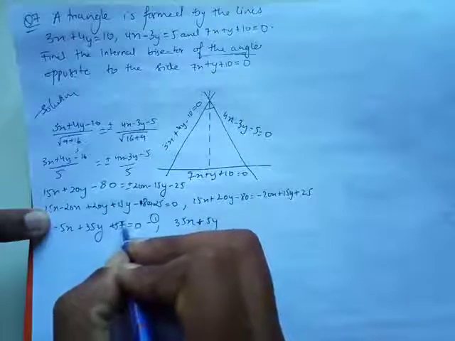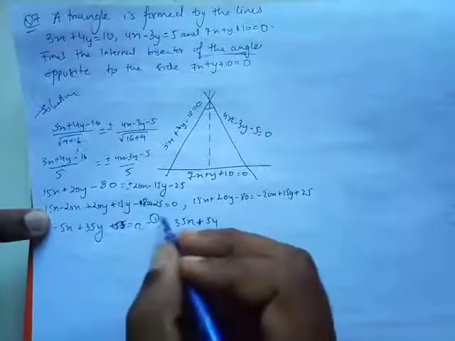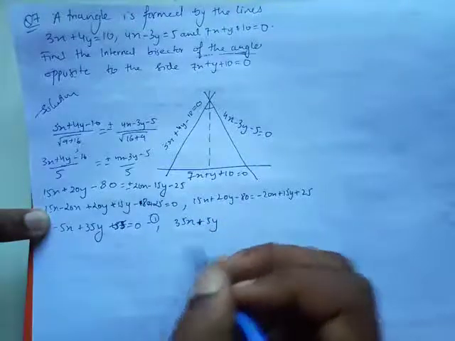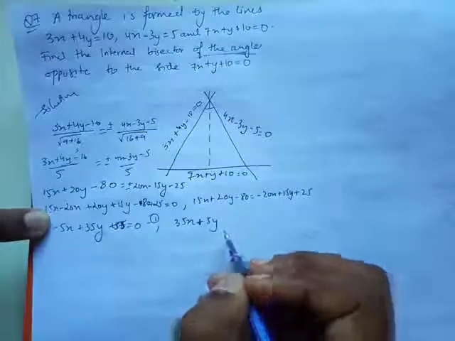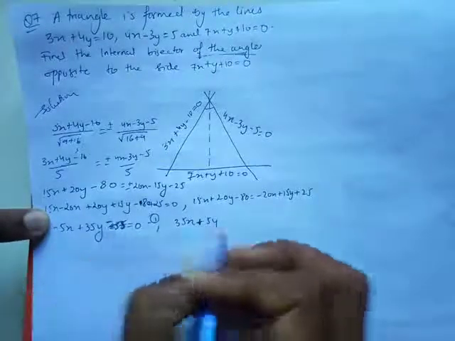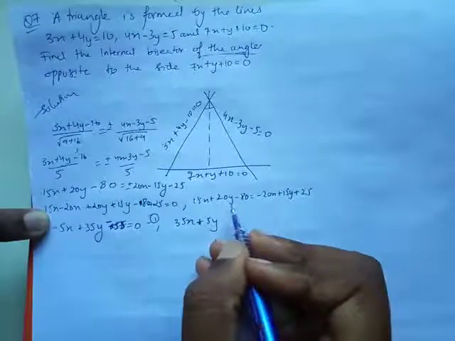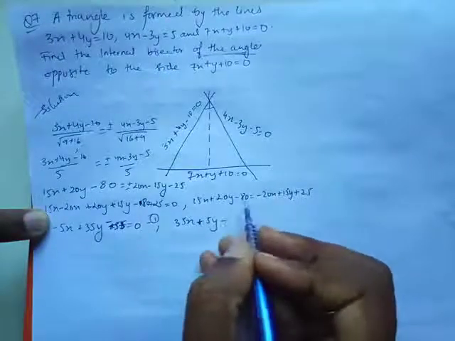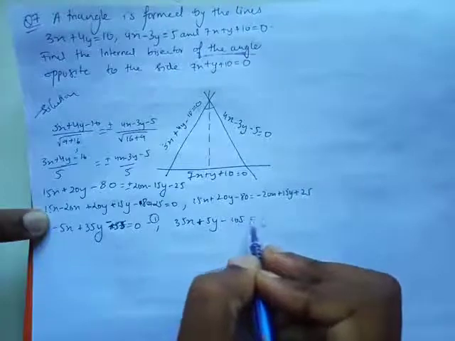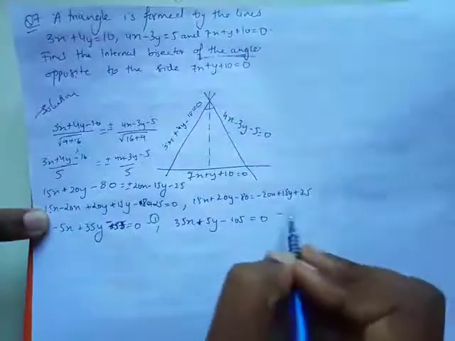$55. Okay, so this is 55 minus 55. Okay, and this is going to be 25, this comes over here and becomes minus, so it's going to be minus 105 equals to 0. So I got two equations.